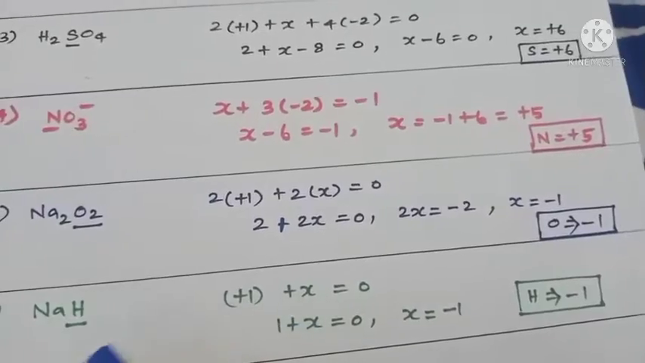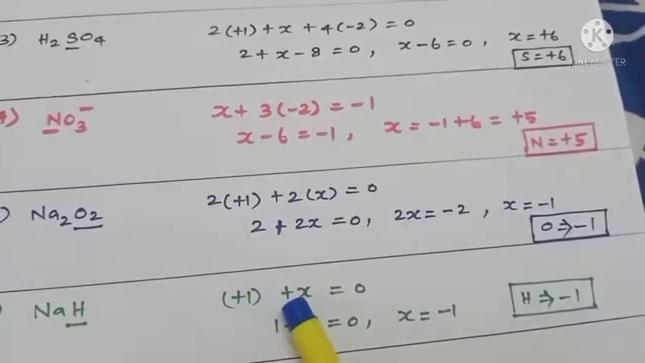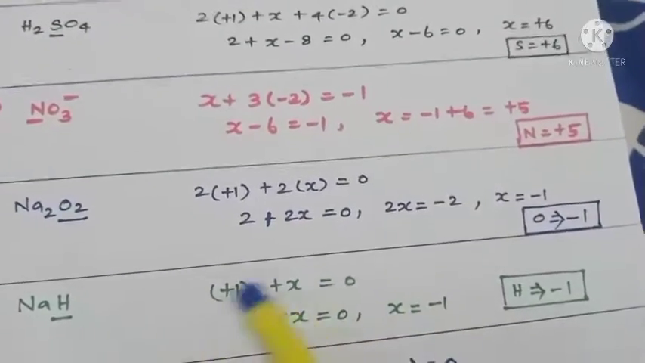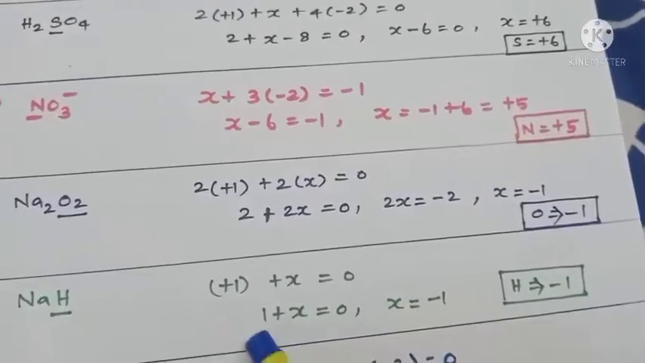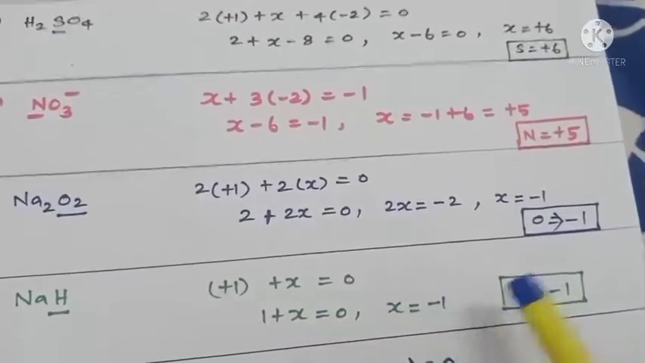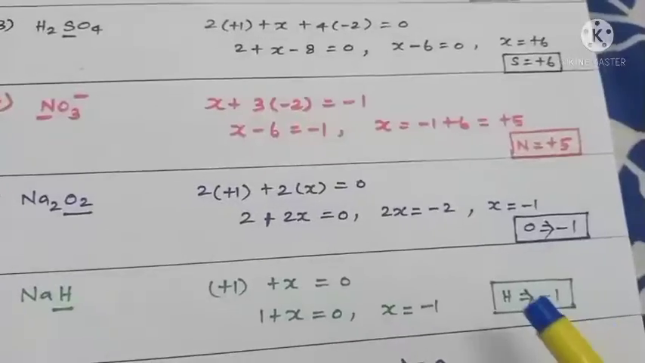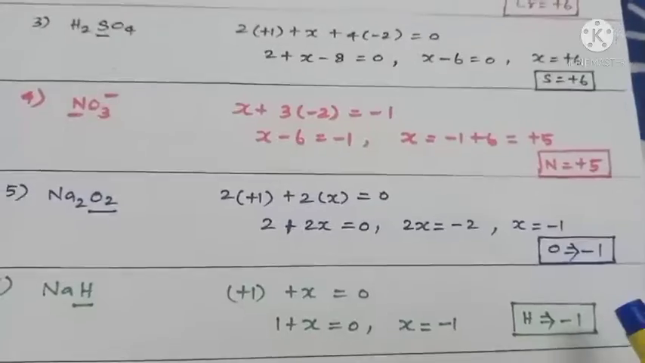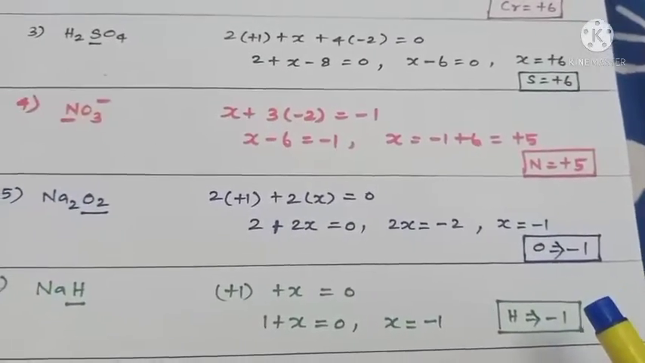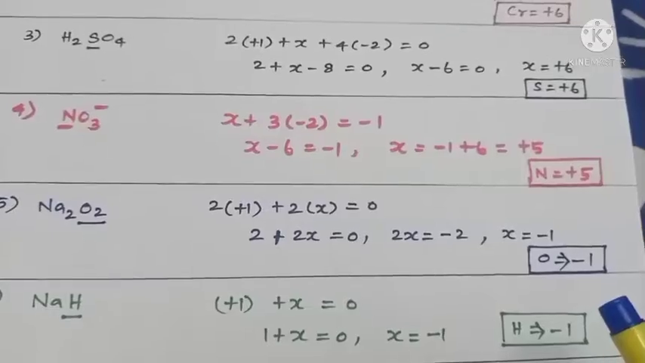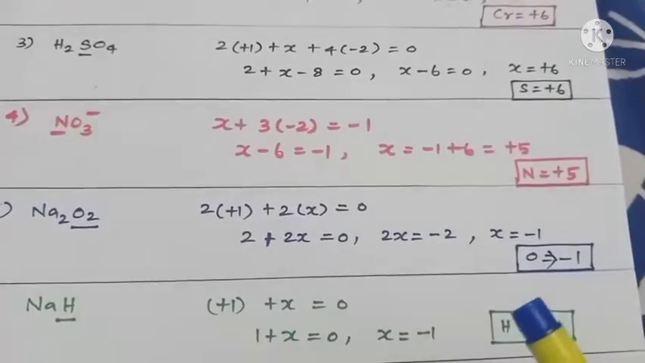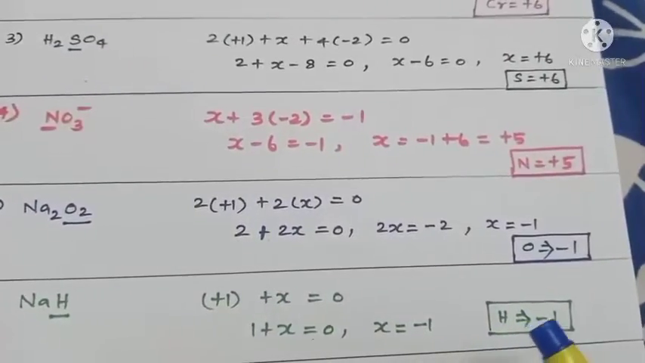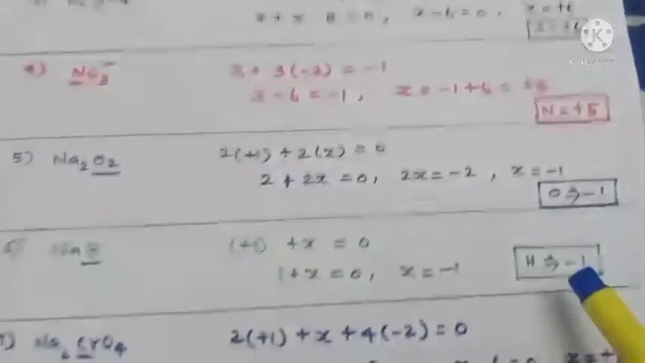In case of hydrogen, sodium, an alkali metal, has oxidation number +1, plus X, the oxidation number of hydrogen, which we are going to calculate, equal to 0. Neutral molecule, sum of oxidation numbers equal to 0. 1 plus x equal to 0, x equal to minus 1. Therefore, in sodium hydride, the oxidation number of hydrogen is minus 1. You know, according to the rule, hydrogen has the common oxidation state plus 1 in most cases, whereas in metal hydrides, that is alkali metal hydrides and alkaline earth metal hydrides, the hydrogen oxidation number is minus 1. Okay, this is an example for that.